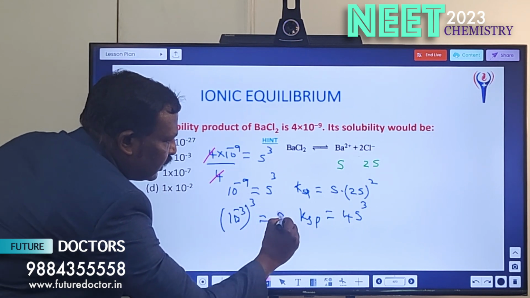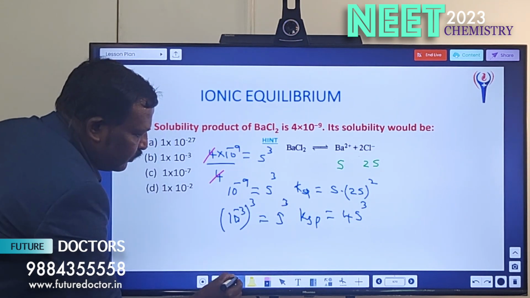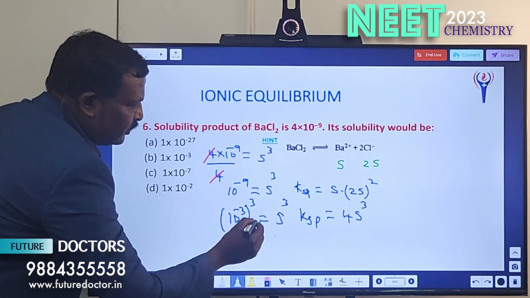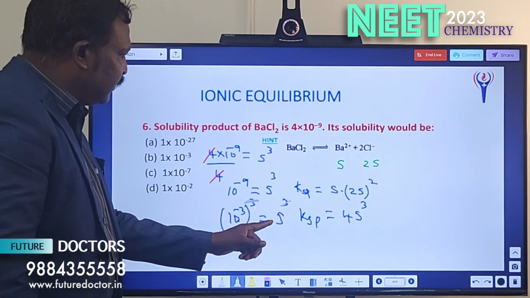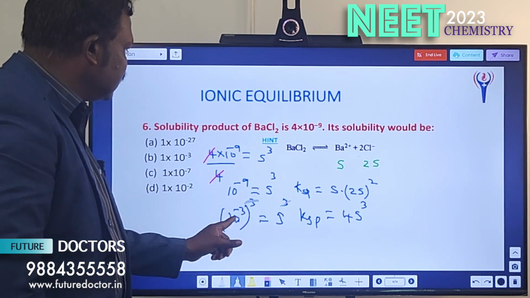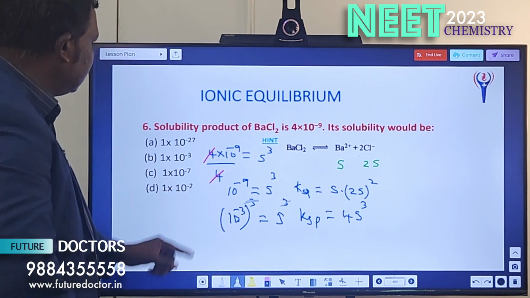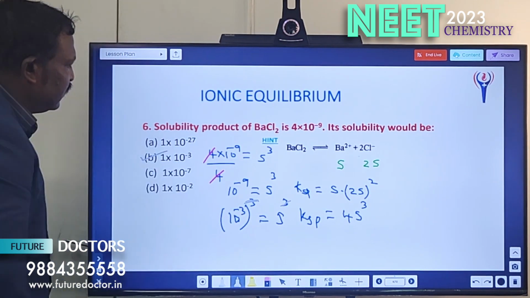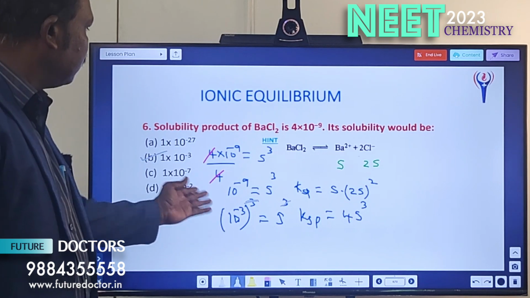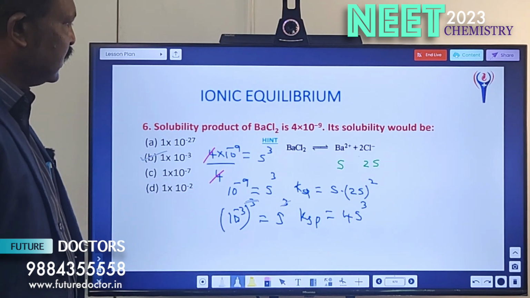Okay, understood? Now S cube, the 3 gets cancelled. So therefore, S is equal to what? 10 power minus 3 only. So B is the correct option. Understood? So solubility is equal to 10 power minus 3. Okay, now see the next one.